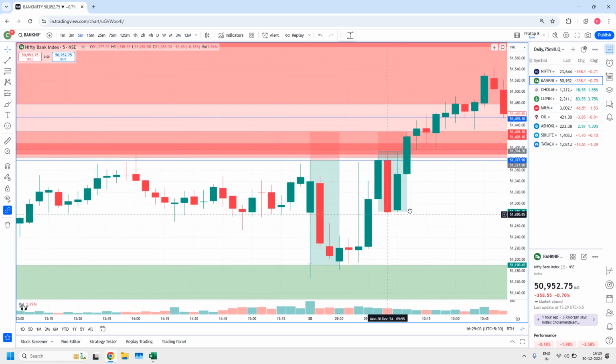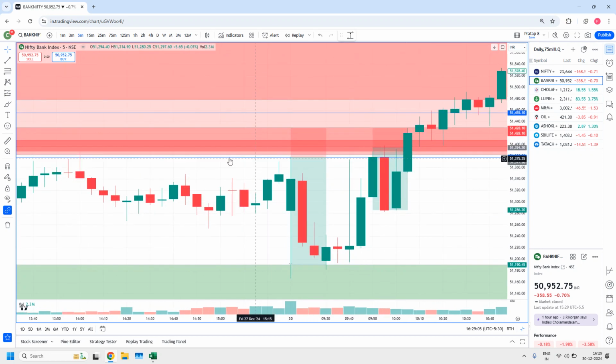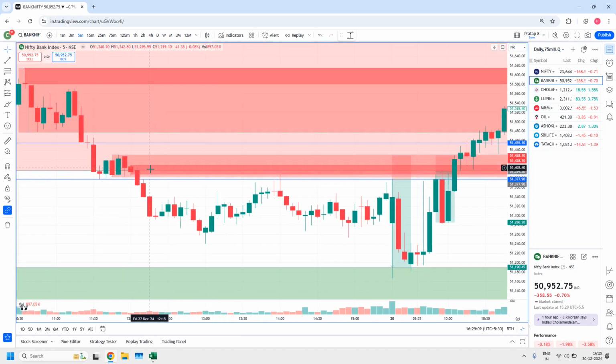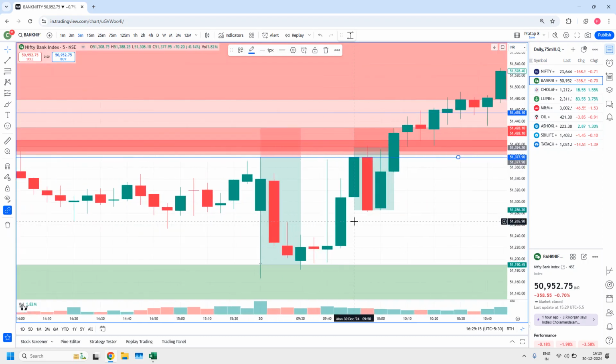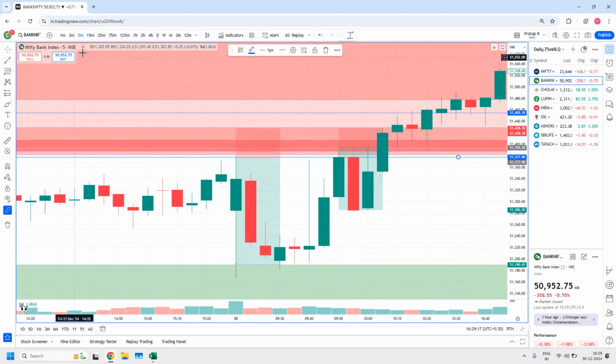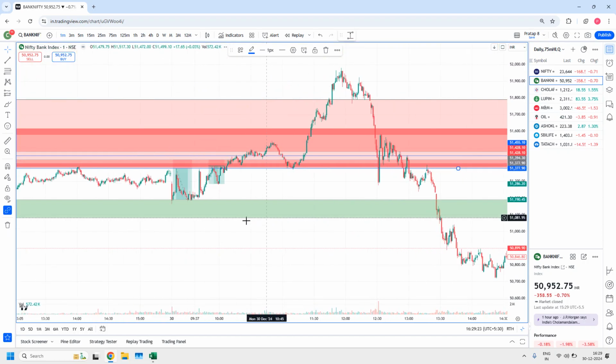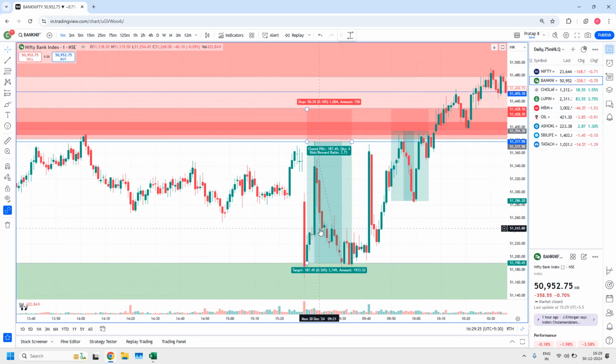And today, see here I added the entry buffer to this zone. Whatever the blue color line you are seeing, that is the entry buffer. And go to the 1 minute candles, you will get better clarity on how you would have got trades today.